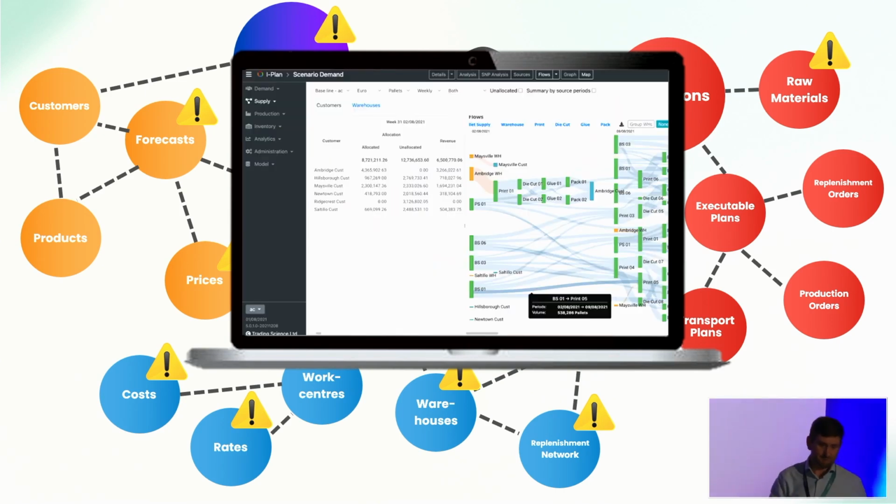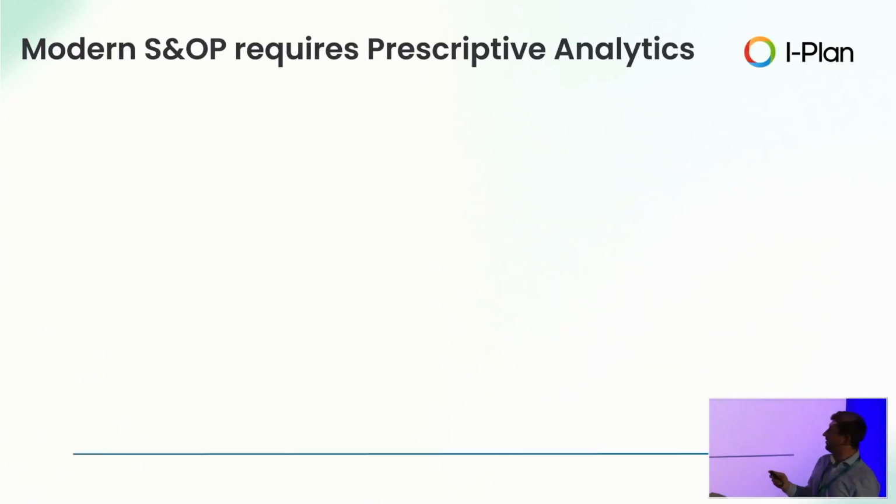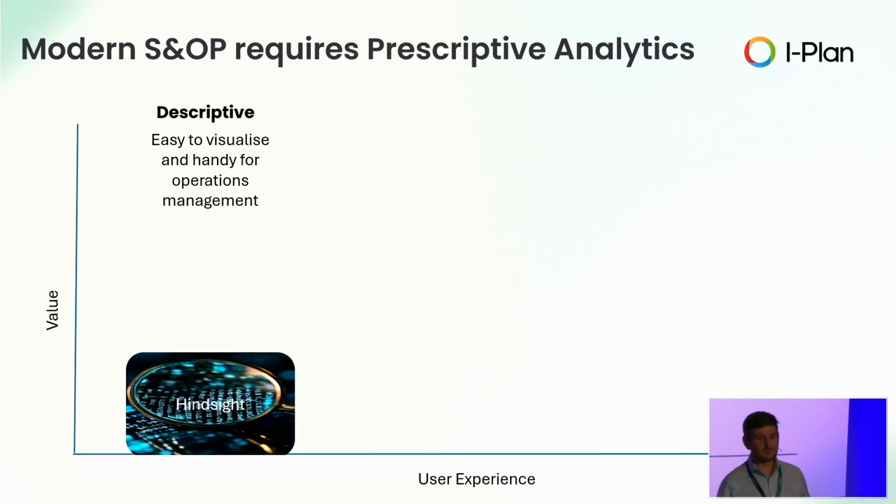Tools like iPlan, and that's our software, allow us to bring this complexity together. But the secret is all about the separation of duties between artificial intelligence and the human planners that are making the decisions. So modern S&OP requires prescriptive analytics. And when we're looking at artificial intelligence, it's all about that drive towards prescriptive analytics. It's not AI for the sake of AI, but AI to drive prescriptive analytics. And what we mean by that.